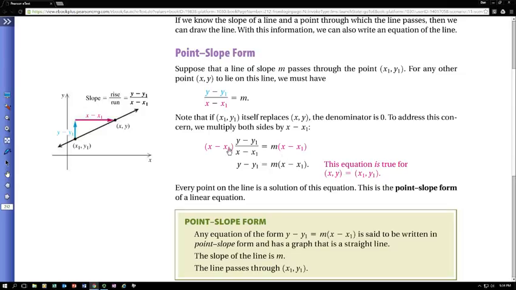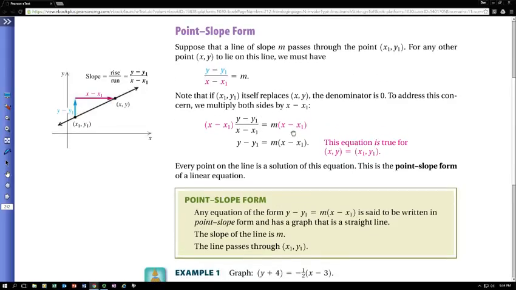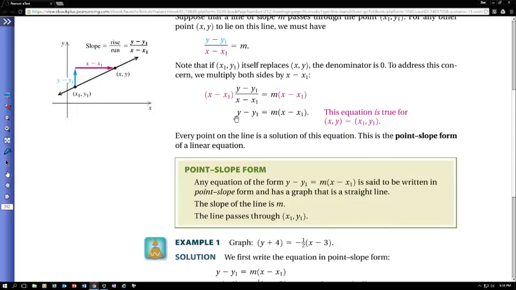So what they're doing is clearing the fractions. I have a fraction here. Well, how do I get rid of the fractions? Well, you multiply by the denominator of the one fraction we have, and you take that times both sides. So this is what they end up with. Here's the actual process of doing the multiplication, and then we end up with this form. It's really just clearing the fractions of the slope formula. So we end up with y minus y sub 1 equals m, the slope, times x minus x sub 1. Okay?